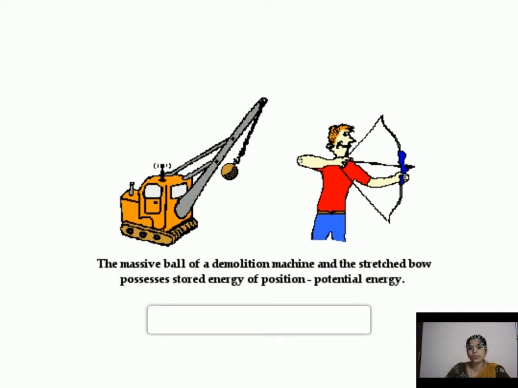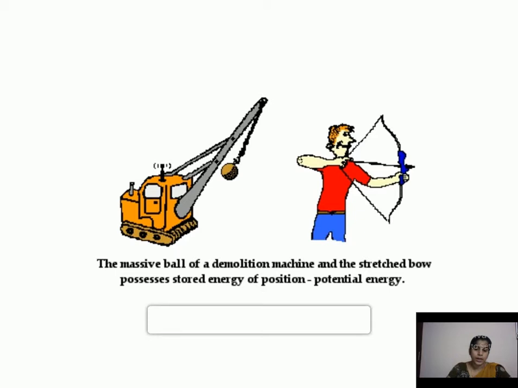Clear? Again, when the bow's position is altered from its usual equilibrium position, the bow is able to store energy by virtue of its position. This stored energy of position is referred to as potential energy. So potential energy is the stored energy of position possessed by an object. I hope all of you understood this.